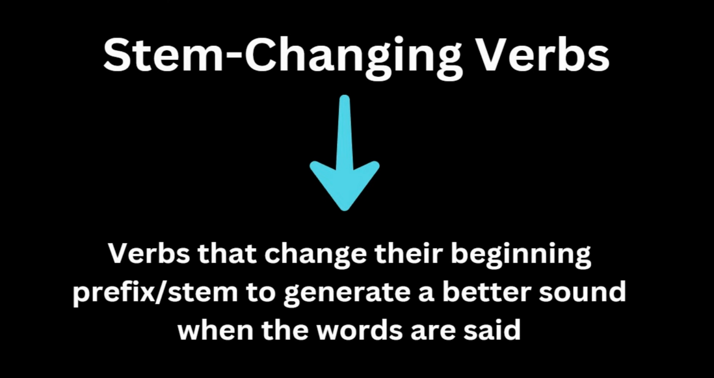Stem-changing verbs in Spanish are verbs that change their beginning prefix, or stem, to generate a better sound when the words are said. In Spanish, there are 4 types of stem-changing verbs, and in the video, I will not explain all stem-changing verbs that exist in Spanish, but rather present a useful verb in each category so that you can understand how stem-changing works in Spanish and then apply it to any other verb that you want in that category.